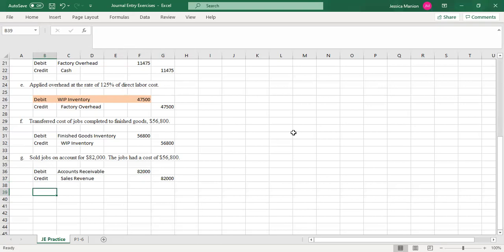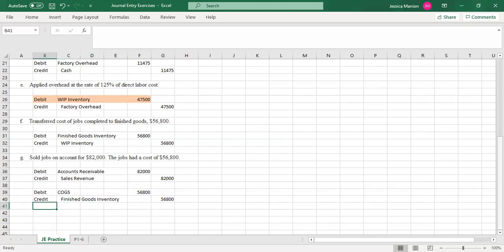And then the second entry, the jobs had a cost of 56,800. So these costs we move out of finished goods into cost of goods sold. Again, cost of goods sold increases with the debit. So we're moving it out of finished goods into cost of goods sold. So we're debiting cost of goods sold, 56,800, crediting finished goods inventory. Because we sold it, it's no longer in finished goods inventory. So we moved it out of finished goods inventory into cost of goods sold.